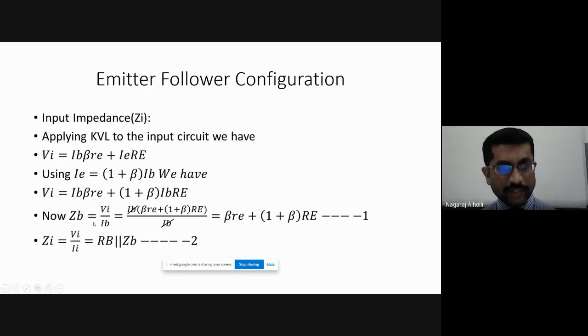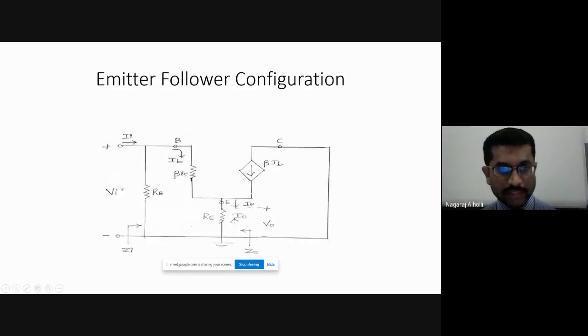Now this is ZB, not the input impedance. This is the impedance at the base terminal. If we want the input impedance, the input impedance is nothing but the impedance seen at the input terminals, that is between base and emitter terminals. That is Zi is equal to Vi divided by Ii. The voltage at the input terminals is Vi, the current into the input terminals is Ii. Therefore, Vi by Ii gives the input impedance Zi.